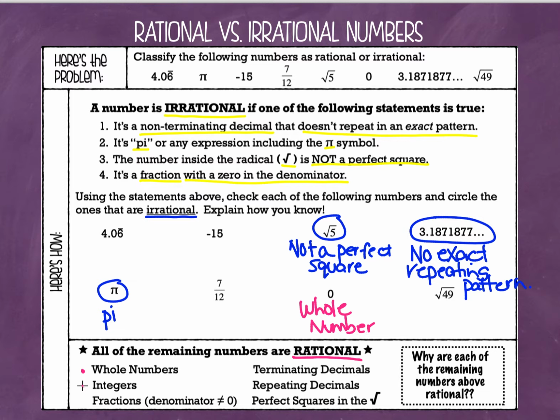Okay, integers are also rational, right? Integers are all whole numbers and their opposites. So 1, 2, 3, 4, negative 1, negative 2, negative 3, negative 4. So negative 15 is rational because it is an integer.